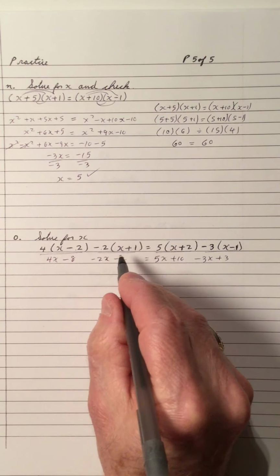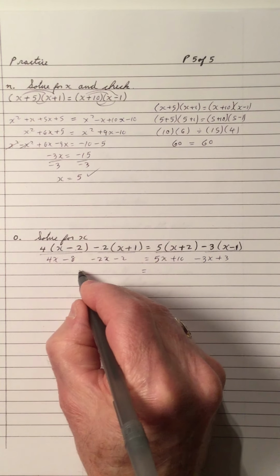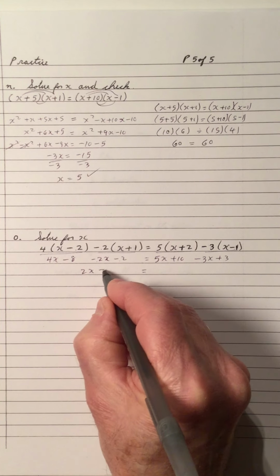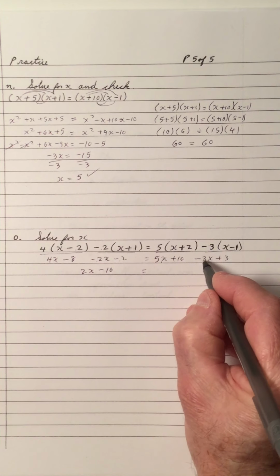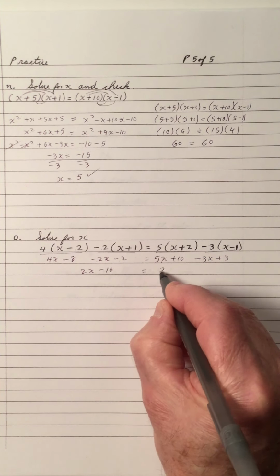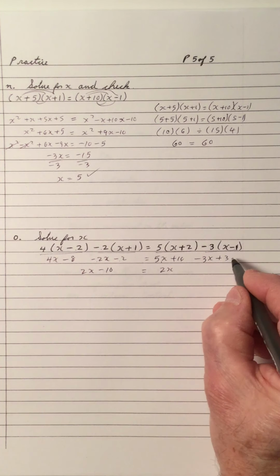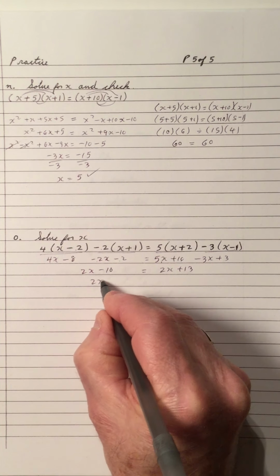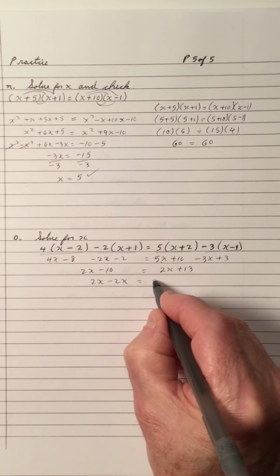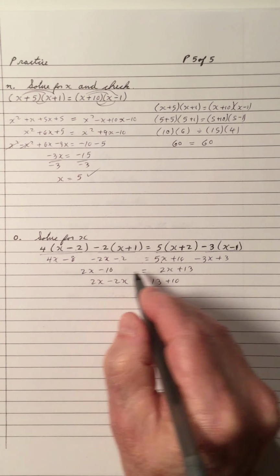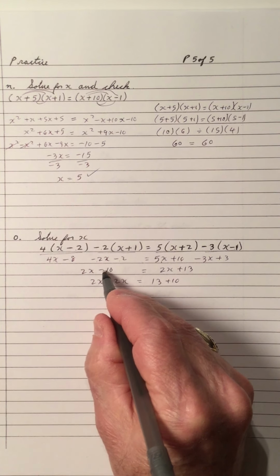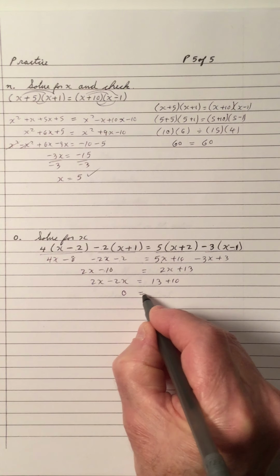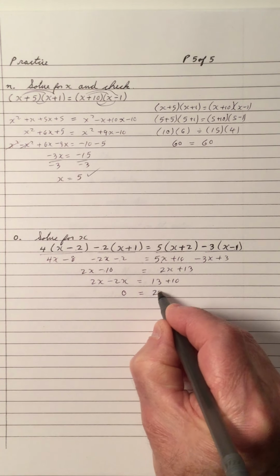We simplify each side first before we transpose. 4x minus 2x is 2x. Negative 8, negative 2 is negative 10. 5x and a negative 3x is 2x. 10 plus 3 is 13. Move the x's to the left side. 2x minus 2x equals 13 plus 10. That becomes a minus over here, and that becomes a plus over there. 2x minus 2x is 0. 13 plus 10 is 23.